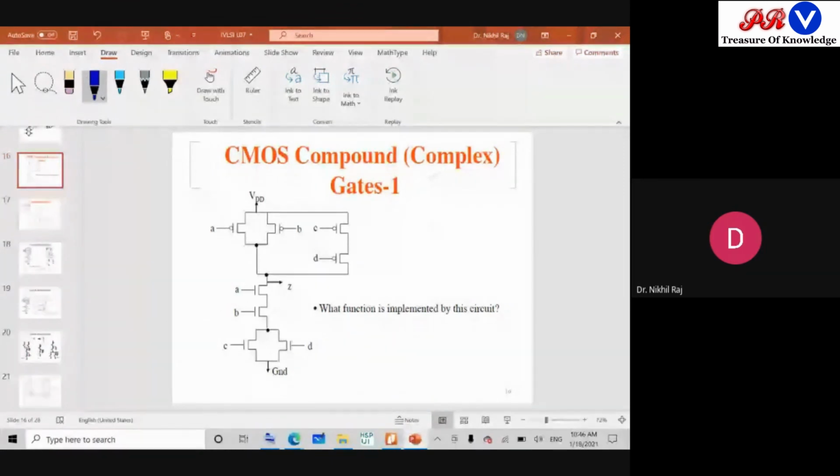If I have to realize it, we'll start with the pull down network. So Z will be equal to, first we'll start reading from the bottom, that is C and D are in parallel. So C plus D, then it is dot with A, dot with B, and again it is dot with A. And since it is a CMOS logic, the complement output will be there. So this is my function. Okay. A, B, into C plus D complement.